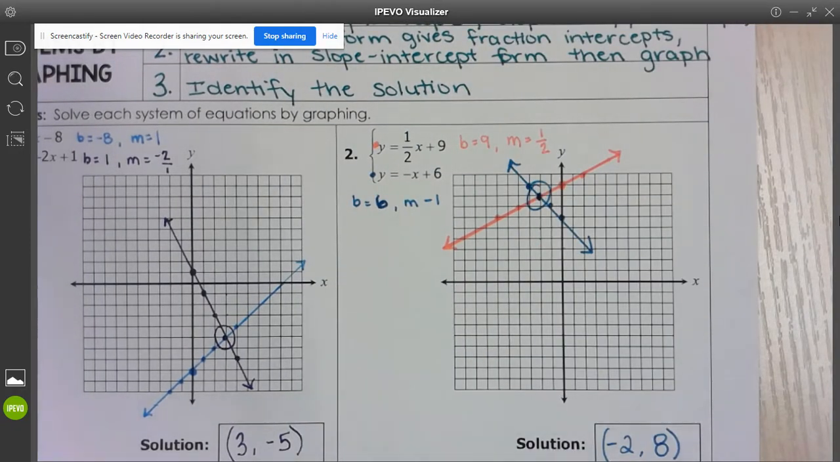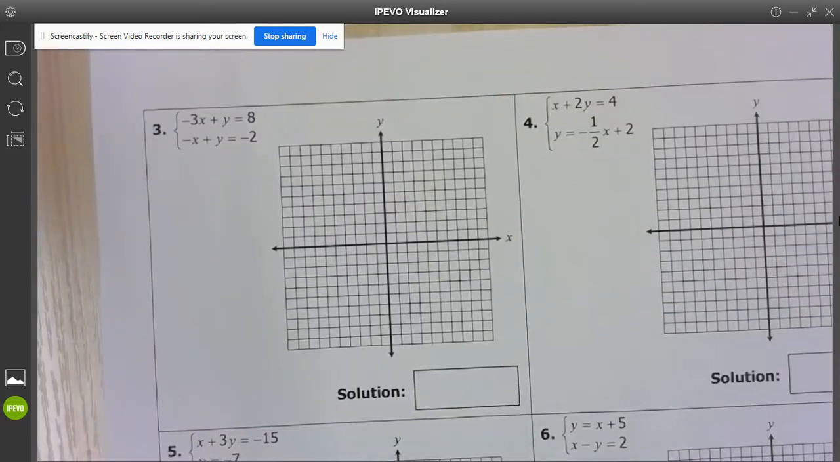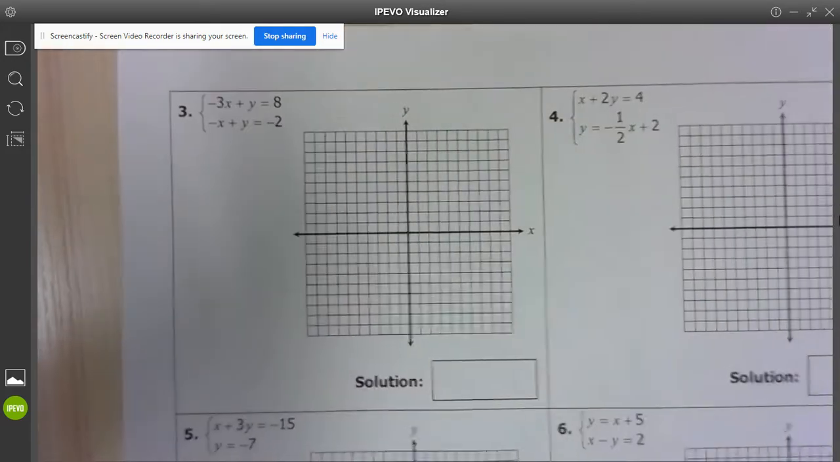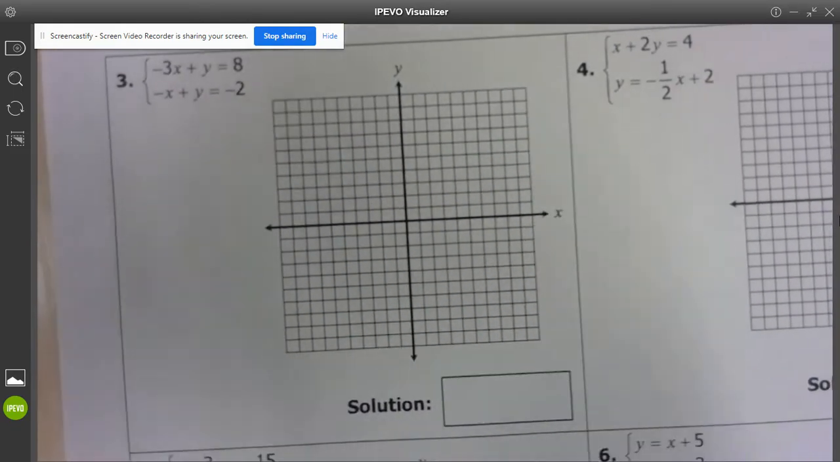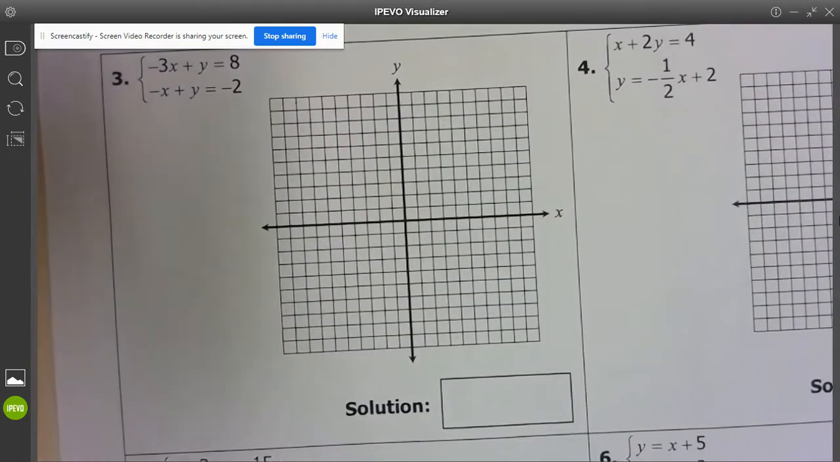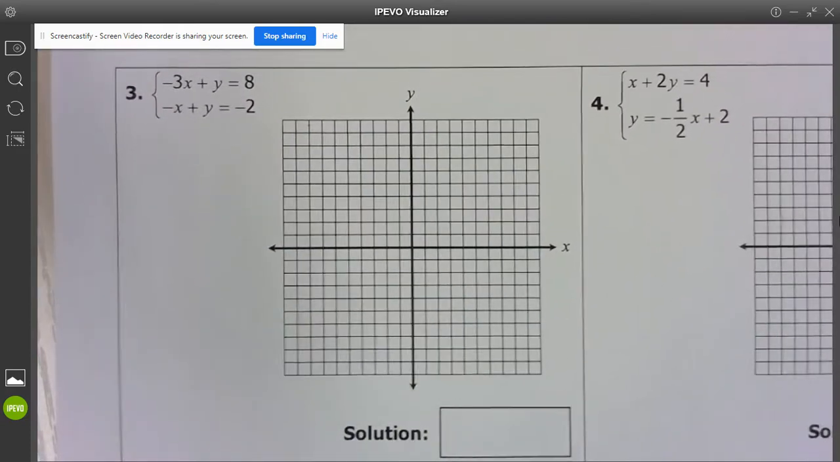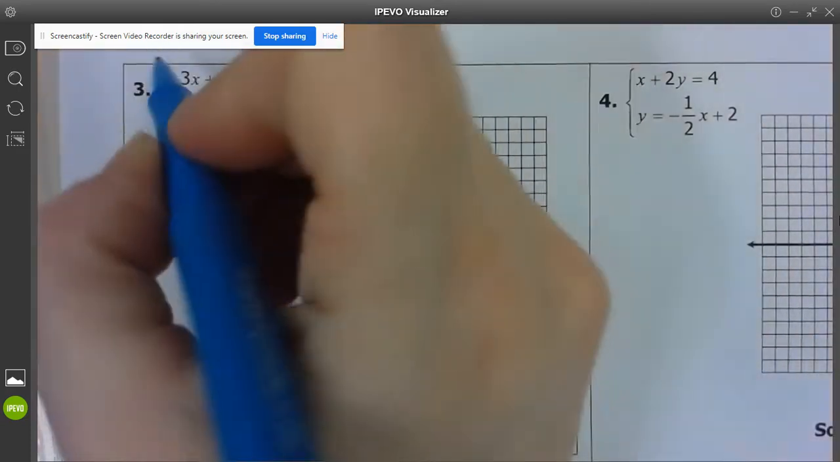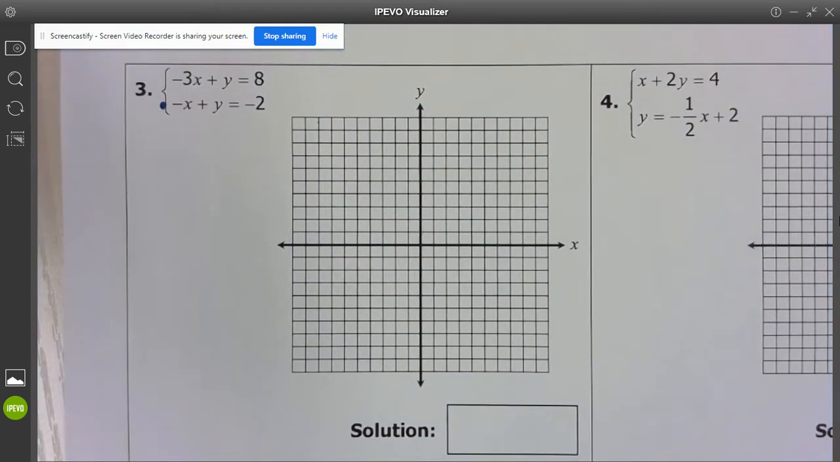All right, switching over to the next page. I'm going to zoom this in a little bit. All right, so here with number 3, let's start with the second one. Sorry, I just still have blue in my hand. I didn't feel like switching.